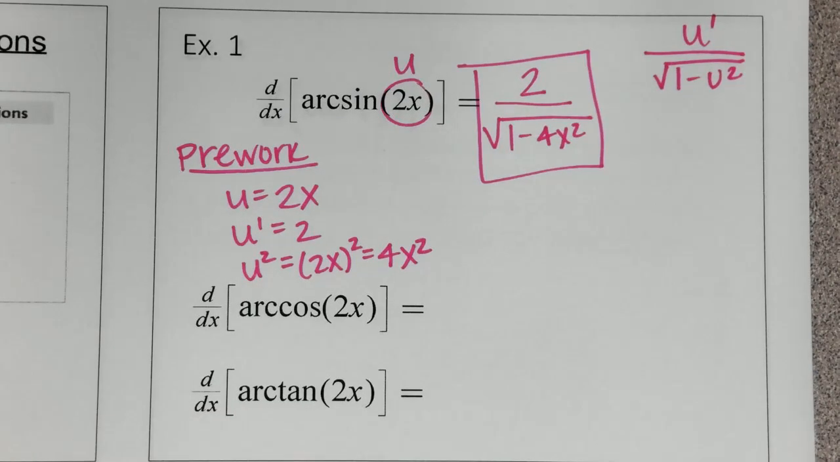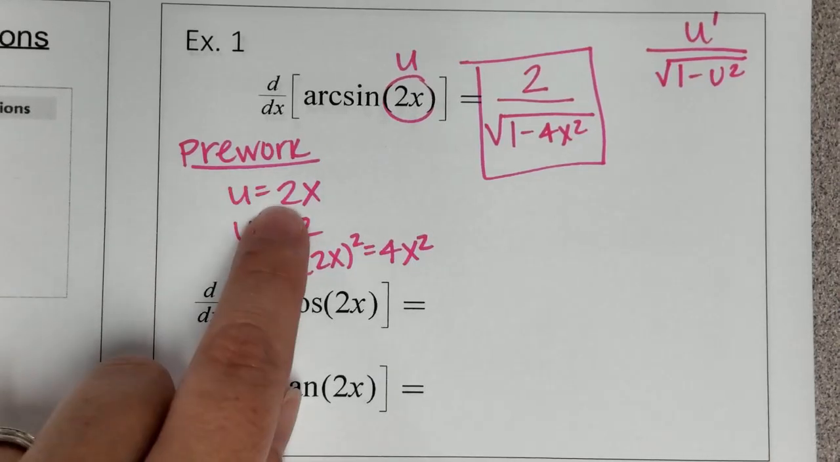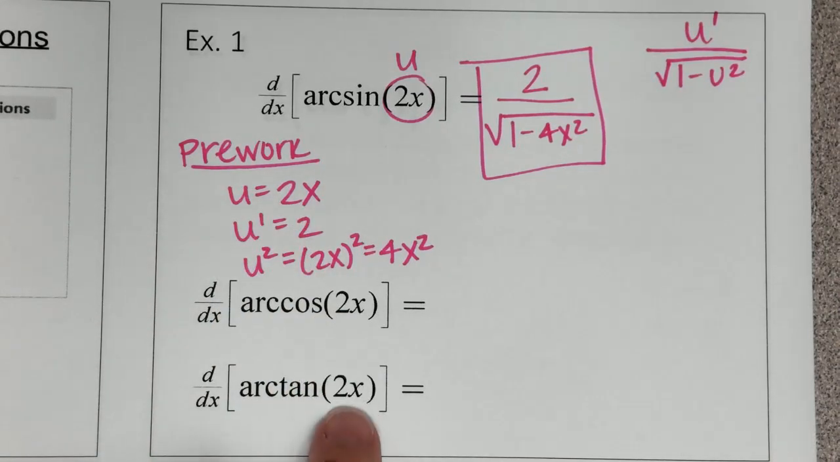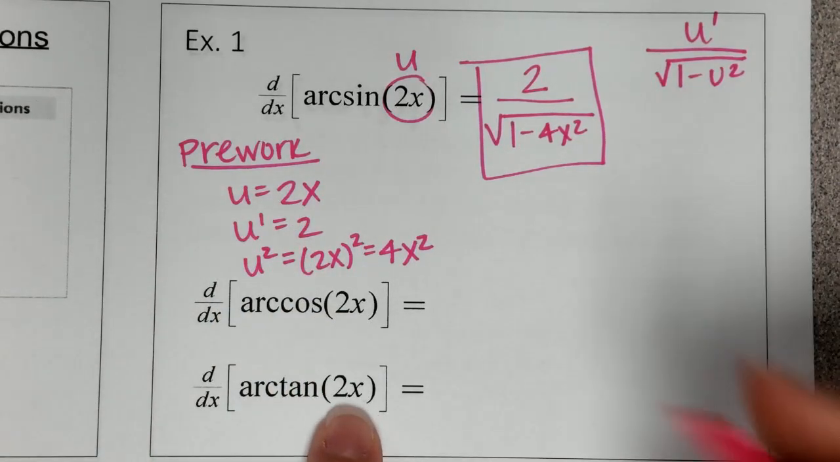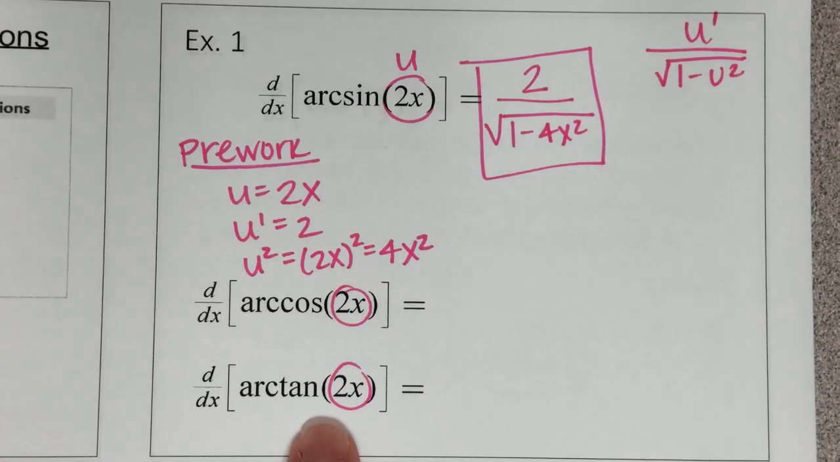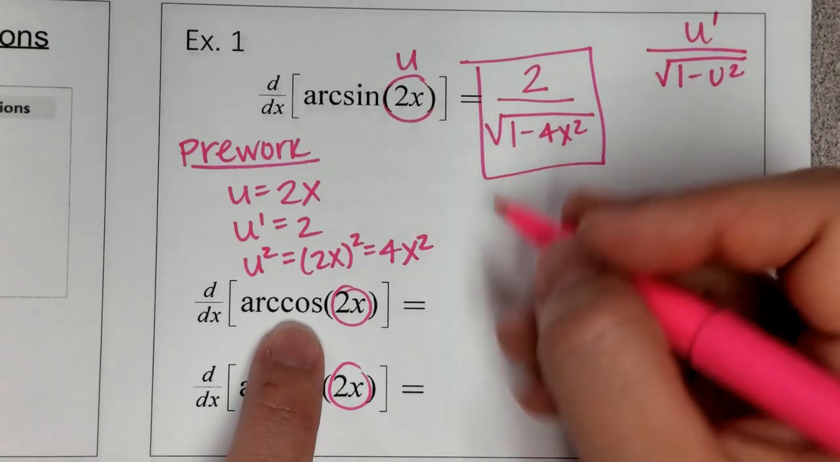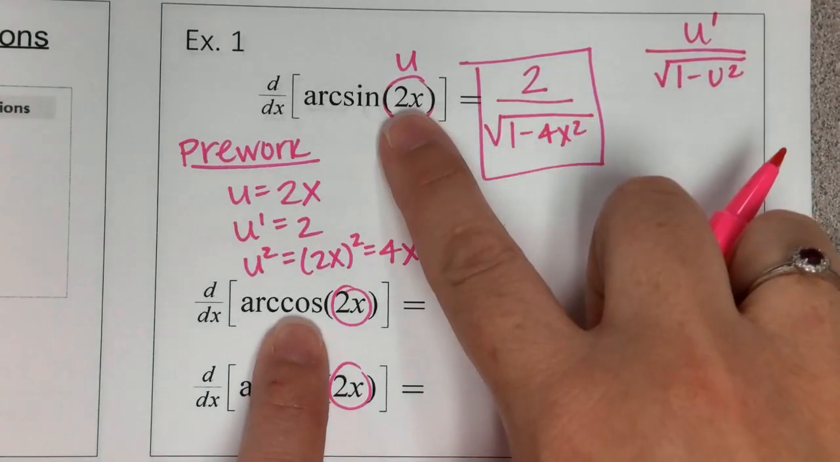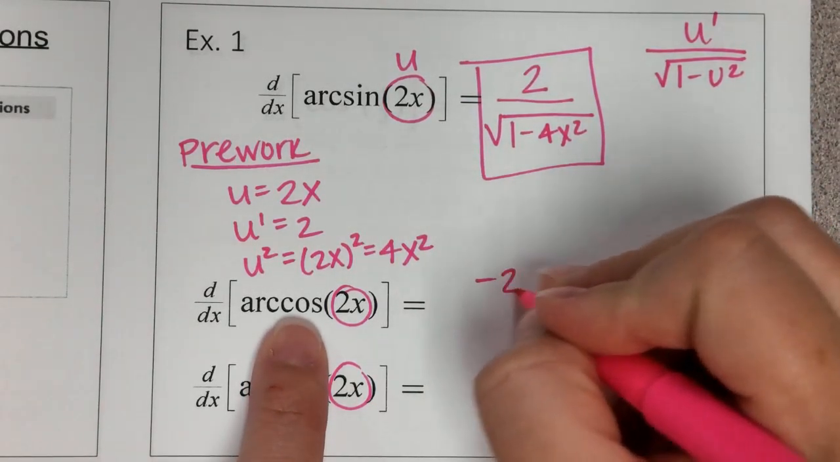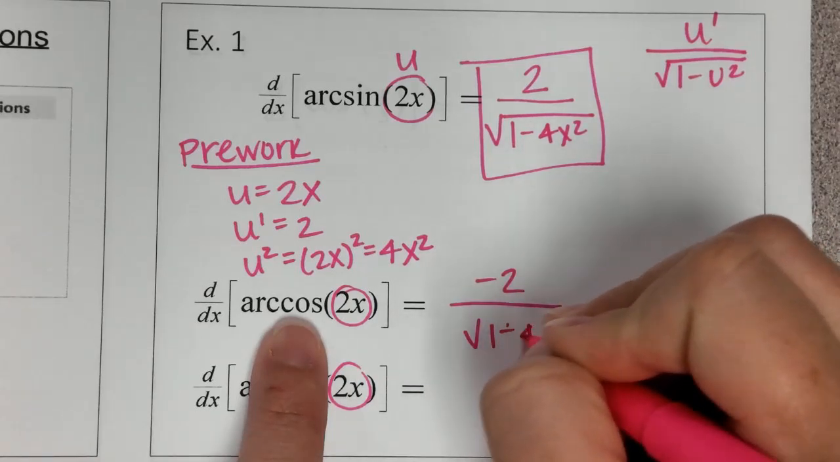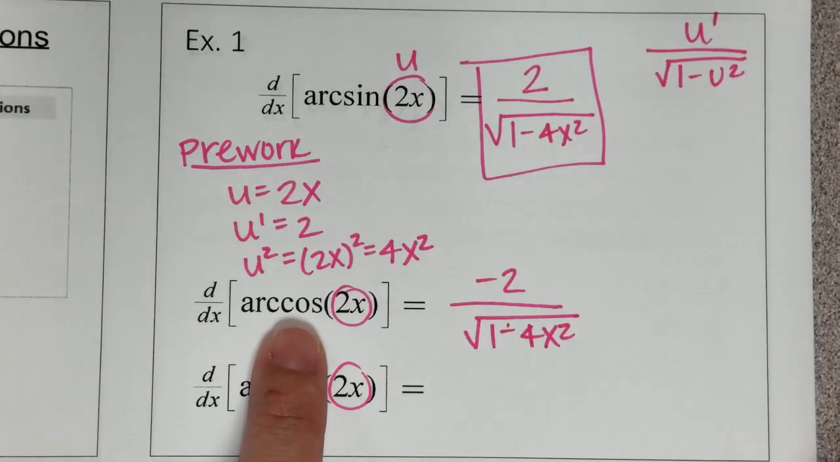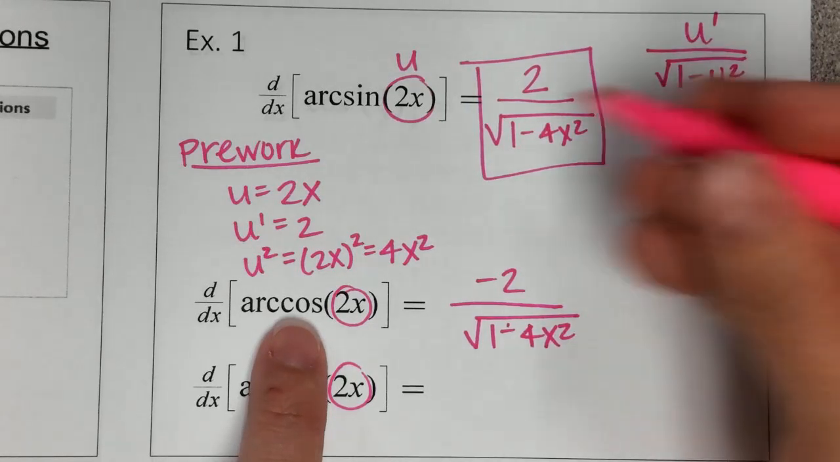Now that we have already done the pre-work for u equaling 2x, oh look, these should now be super easy because both of these have a u of 2x. What would the derivative of arccosine of 2x equal? Oh, it's just the opposite of the arcsine of 2x. It's just negative 2 over the square root of 1 minus 4x squared. Boom, done. So these are just opposites.